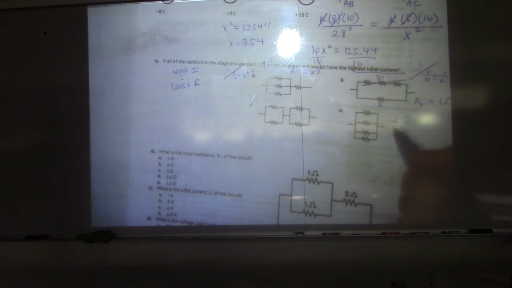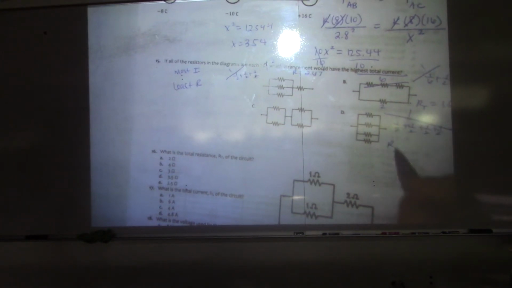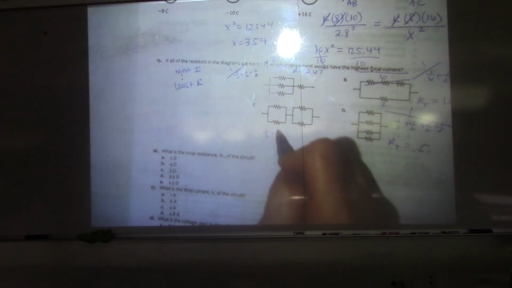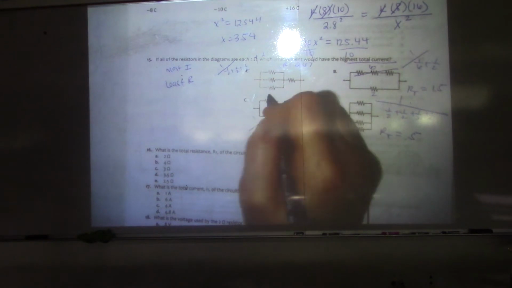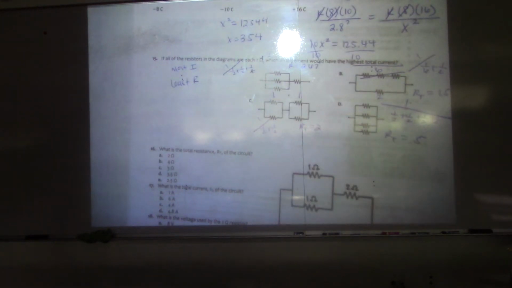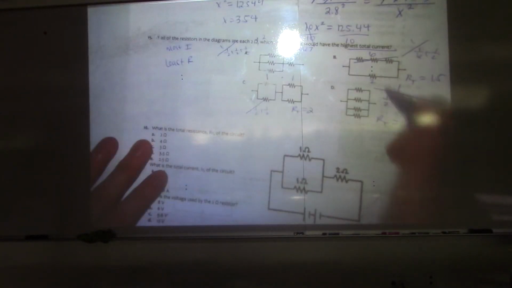Here it's just 1/2 plus 1/2 plus 1/2 plus 1/2, 1 over at the end. That gives me an R total of 0.5. Here you've got the 1/2 plus 1/2, 1 over that. So that gives me 1. And then this one has an R total of 2. The one that has the most current has the least resistance. Least total resistance is D.